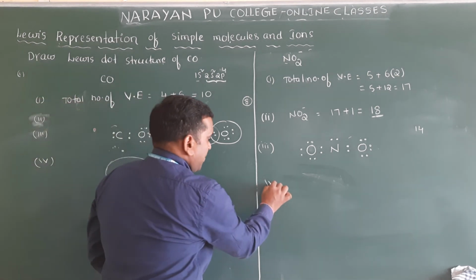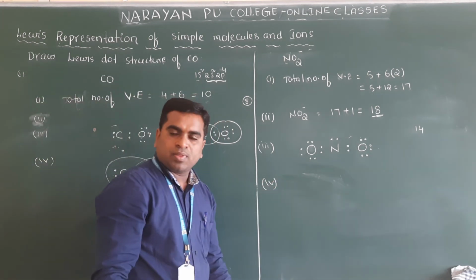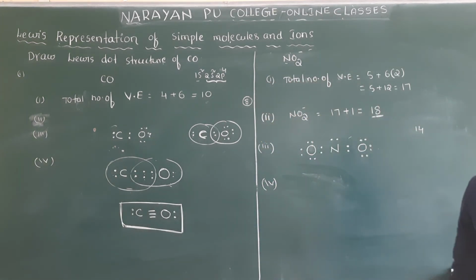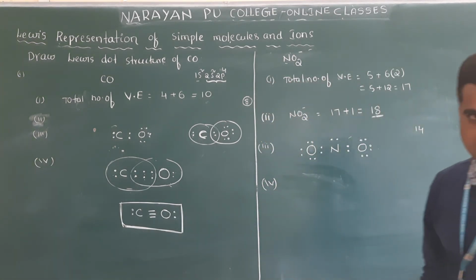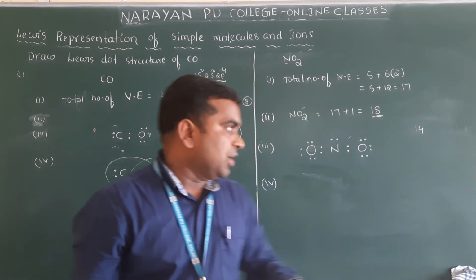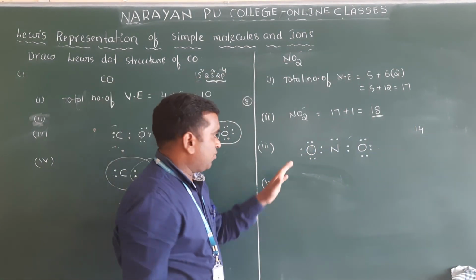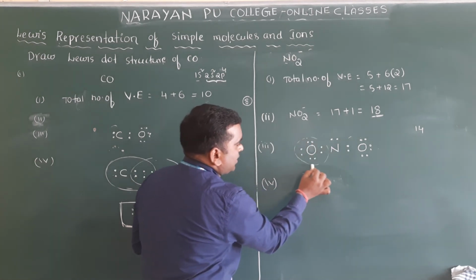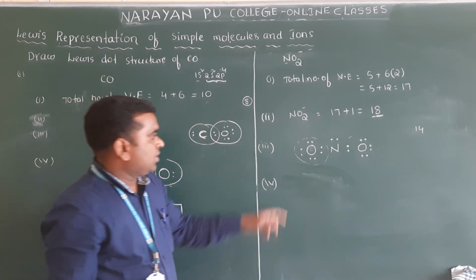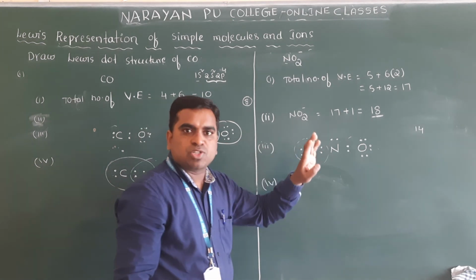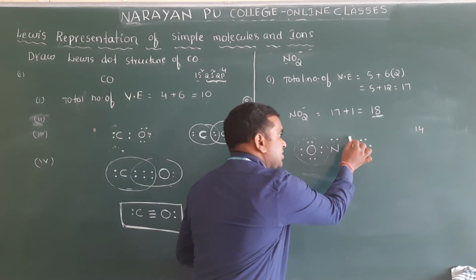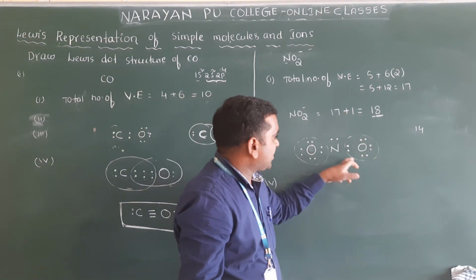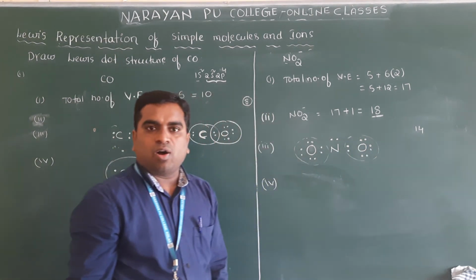Clear? And the fourth and last step, what do we have to do? You have to check whether all the atoms attain the octet or not. Clear? See now, in this case, what happened? First of all, oxygen, you see, oxygen attained the octet. 1, 2, 3, 4. 4 pairs means how many electrons? 8 electrons. And this oxygen also attains the octet, because how many electrons are there? 1, 2, 3, 4. Total octet.